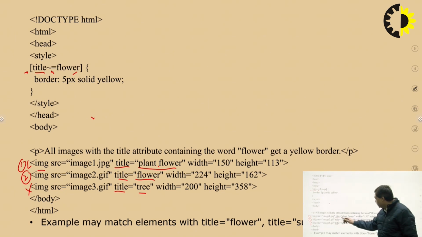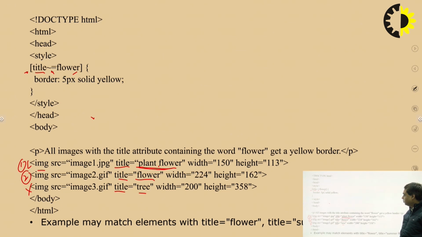So this is a good example. We have two words here. Both the words are space separated, but the flower word is mentioned here as the second word. So the CSS border 5 pixels solid yellow will be applicable in this tag also. In this second one, even though there is no list of words, only one word is mentioned. So flower is mentioned here.